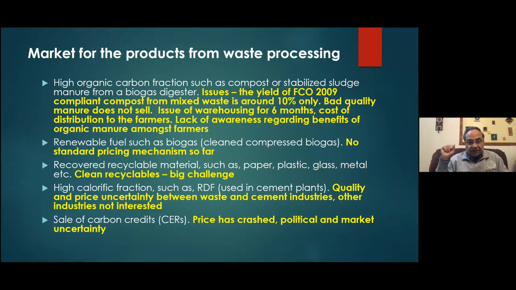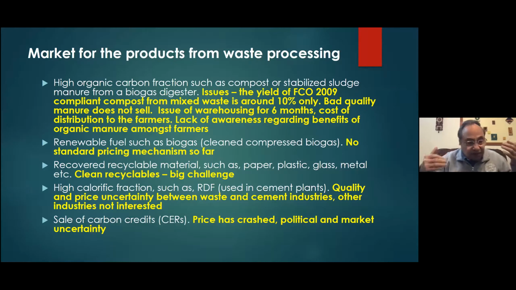this FCO 2009. And major crops for them, if you target the major crops, then you need warehousing of the compost for almost 6 months. So there would be some 2 or 3 major crops. So you have to put your material or compost for some time. So you need warehousing, which is expensive. I'm talking about all this from my own experience.